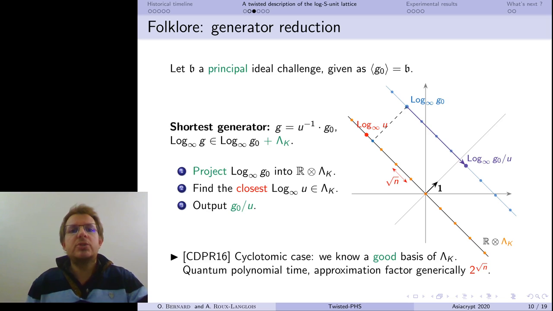And what happened in the cyclotomic case? Two things. First, we know a very good basis of the log unit lattice, so we can solve CVP efficiently inside that lattice. And so this gives you a quantum polynomial time algorithm, but generically you cannot expect to obtain a better approximation factor than 2 to the square root of n, because the average distance between two points in the log unit lattice is square root of n.